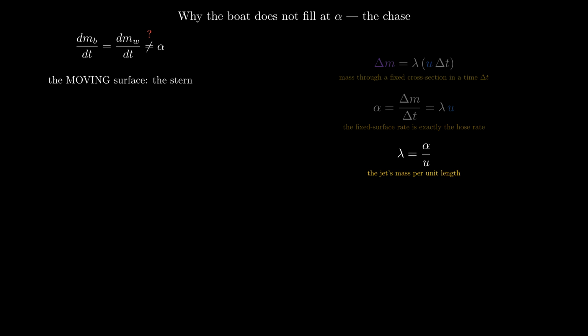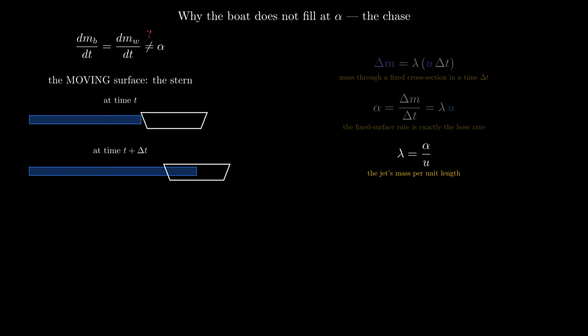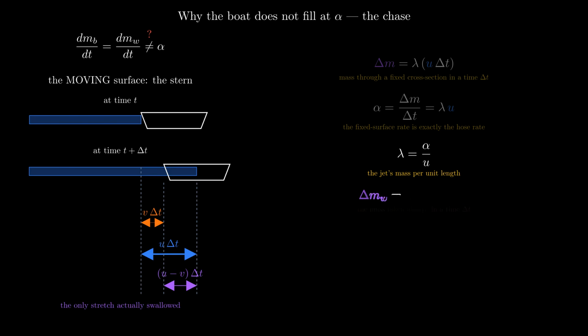Now move the surface onto the boat, the stern where the water lands. Take 2 snapshots at t and at t plus delta t. In that interval, the water in the jet advances a distance, u delta t, but the stern runs forward a distance, v delta t. The jet gains on the boat by only the difference, u minus v times delta t. That closing length is the only stretch of jet actually swallowed.